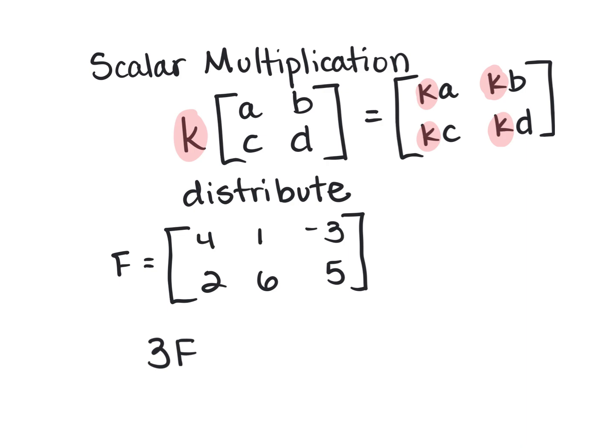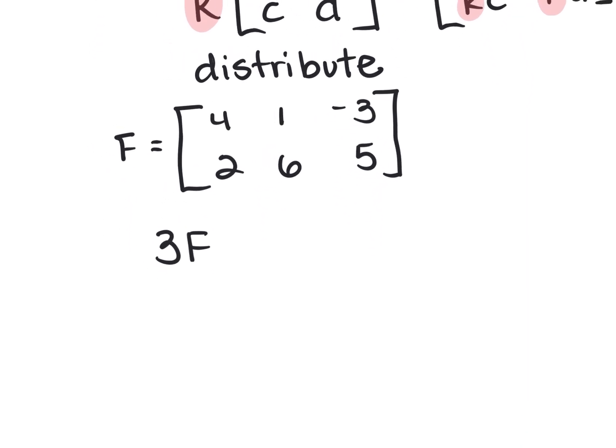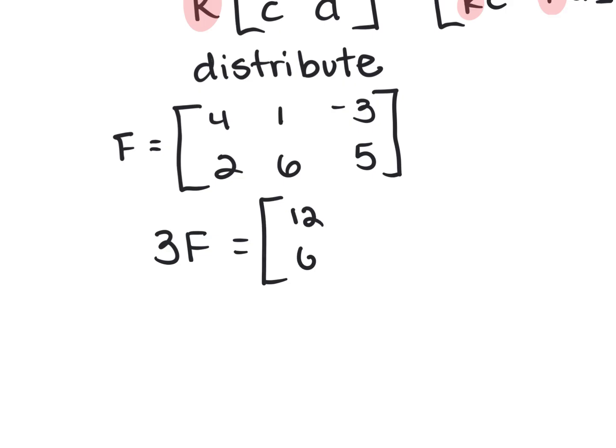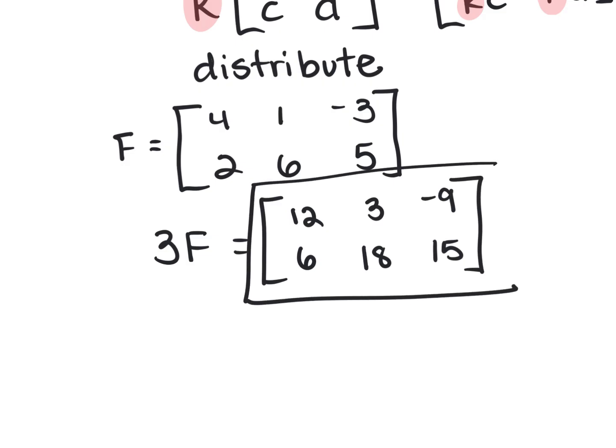As you can see in this first example, all you're going to do is distribute to find 3f. So if f is given to be the matrix that's there, all I have to do is 3 times each one of those. So 3 times 4 is 12, 3 times 2 is 6, 3 times 1, of course, is 3, 3 times 6 is 18, 3 times negative 3 is negative 9, and 3 times 5 would be 15. So that would be my answer for this scalar multiplication.